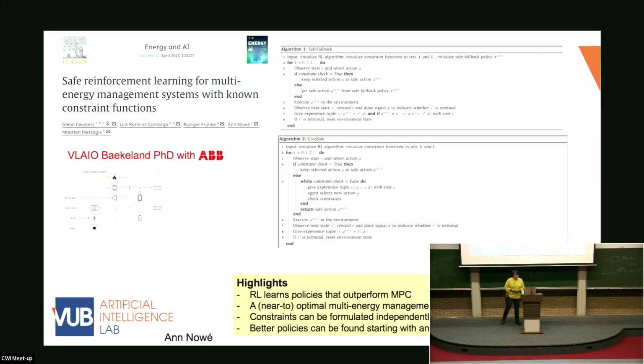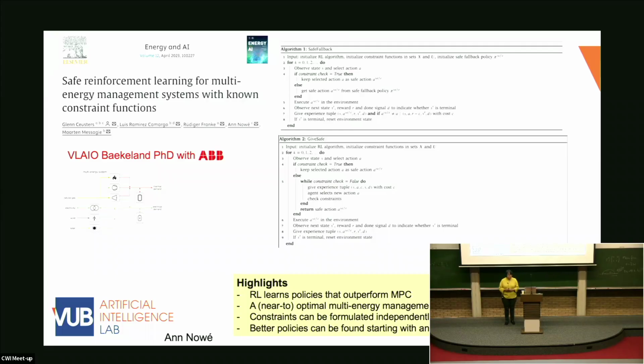This is another example, much more recent, also related to Safe RL. This is a result from a PhD student who is doing a PhD jointly with a company, the company ABB. And it's in the context of multi-energy systems. That means you have a complex system with different components, different sources of energy, and they have to be balanced. And we also used reinforcement learning to control this system because it's quite complex to handle.